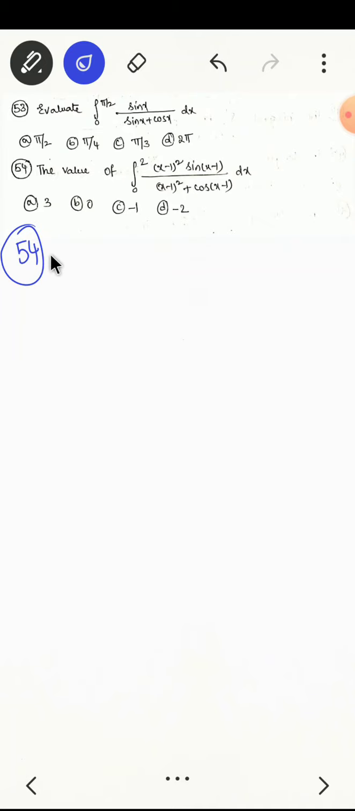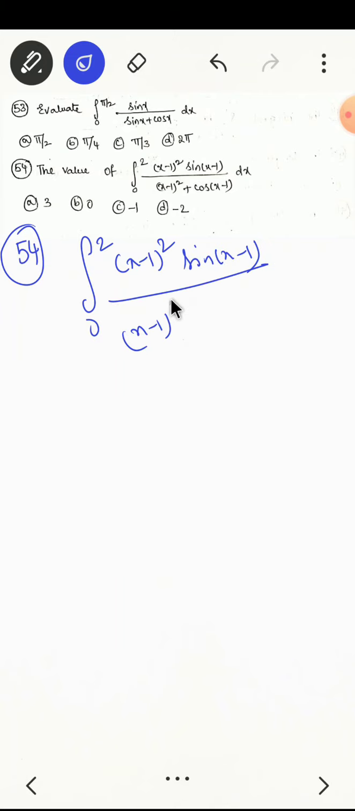Then last problem of calculus, and after this lecture series I will be starting probability. So this is the last problem for calculus. So let us start solving this problem. What they are saying: integral 0 to 2 of (x minus 1) whole square times sin(x minus 1) divided by (x minus 1) whole square plus cos(x minus 1) dx.